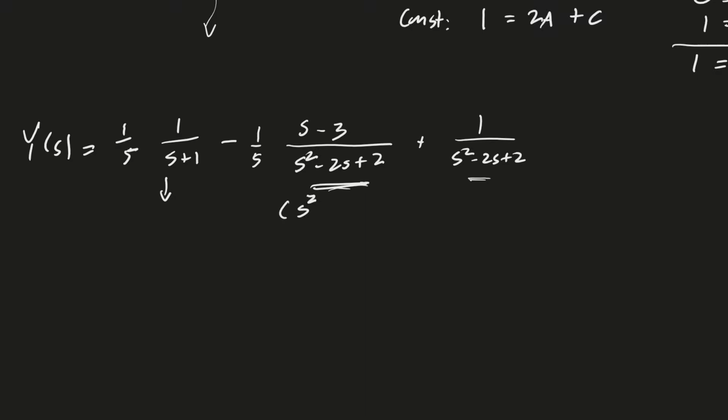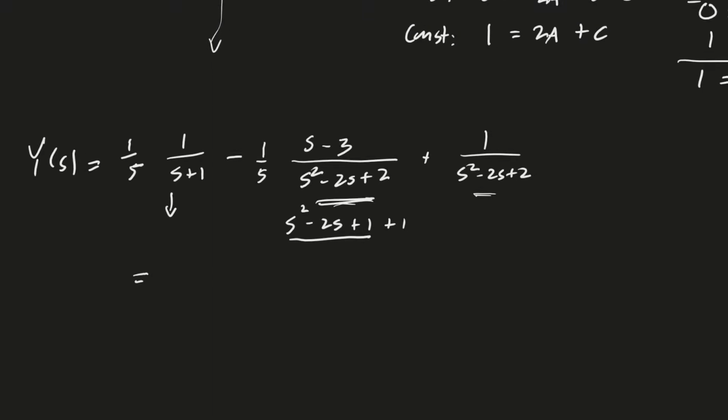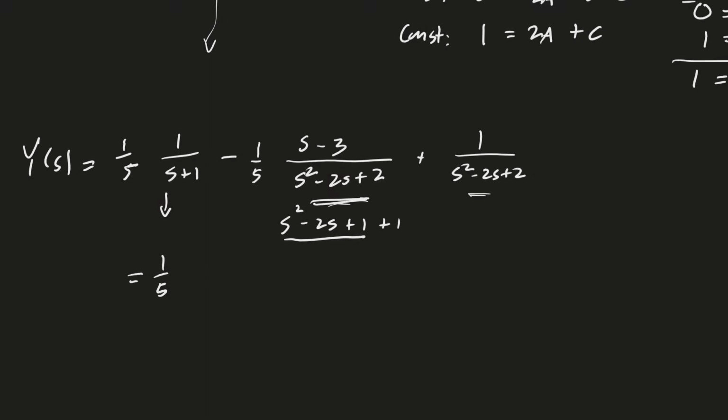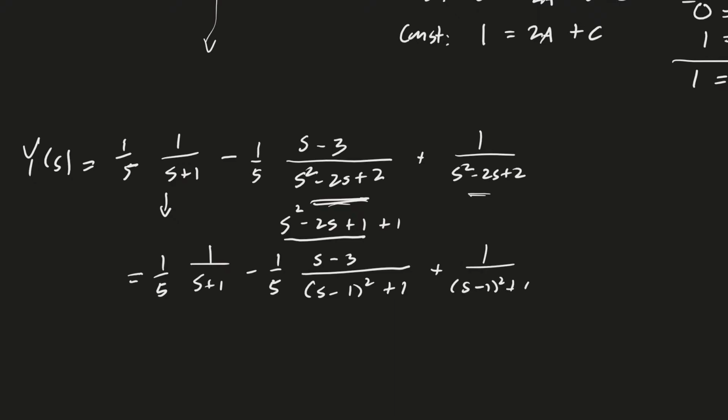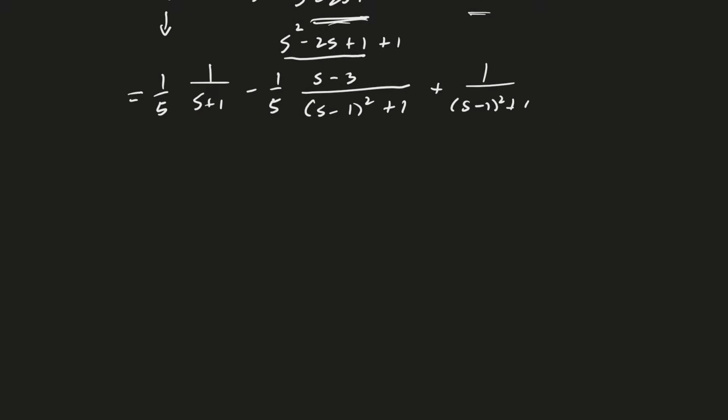I think I can rewrite that as s squared minus 2s plus 1 plus 1, right? And then this is a perfect square. So let me just rewrite everything. 1/5 times 1 over s plus 1 minus 1/5 times s minus 3 divided by s minus 1 squared plus 1 plus 1 over s minus 1 squared plus 1. Very good. Okay. Now we can invert this guy.